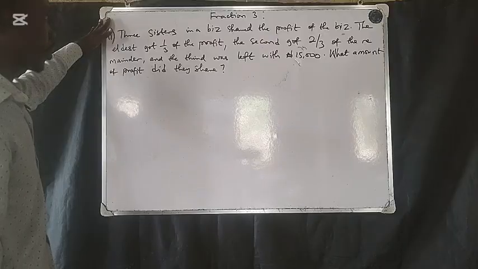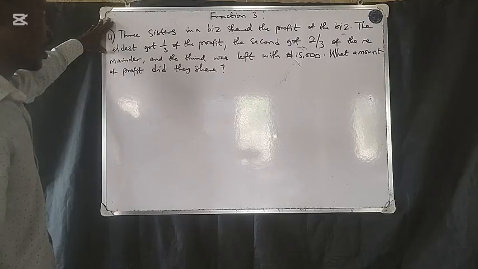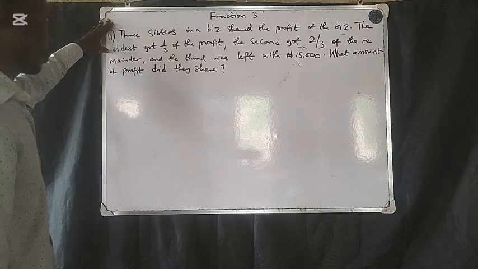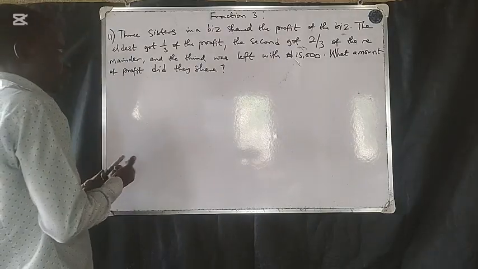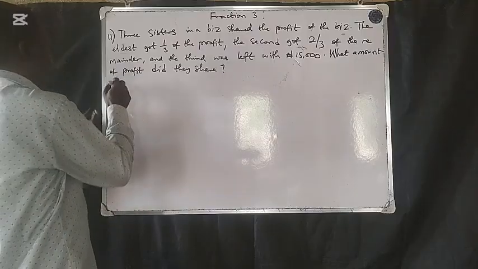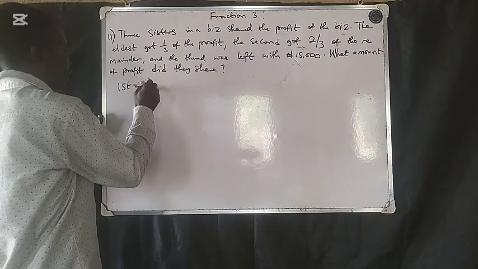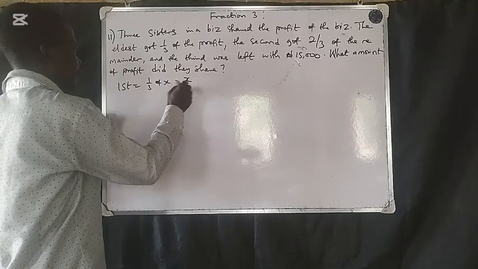Three sisters in a business share the profit of the business. The first person got 1/3, the second got 2/3 of the remainder, and the third was left with 15,000. What amount did they share? So the profit is X, as we normally say. So the first sister got 1/3 of X, which is X/3.